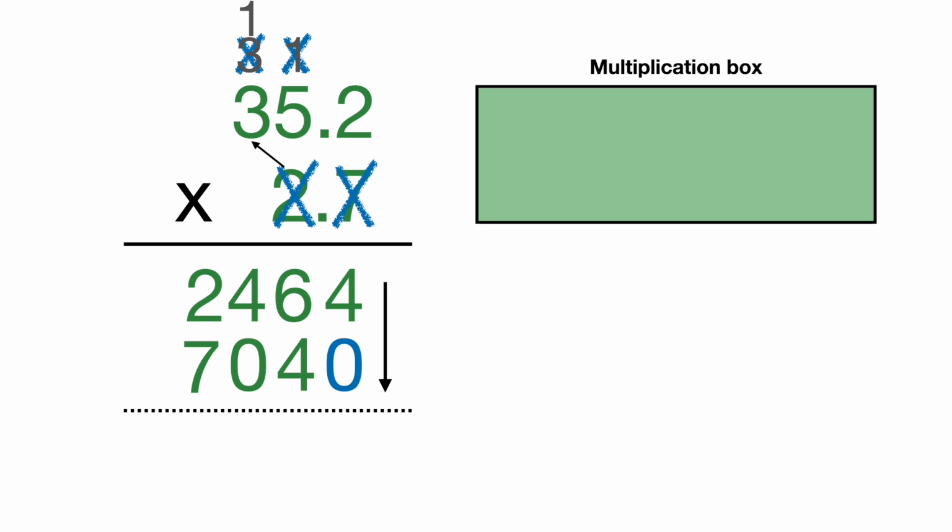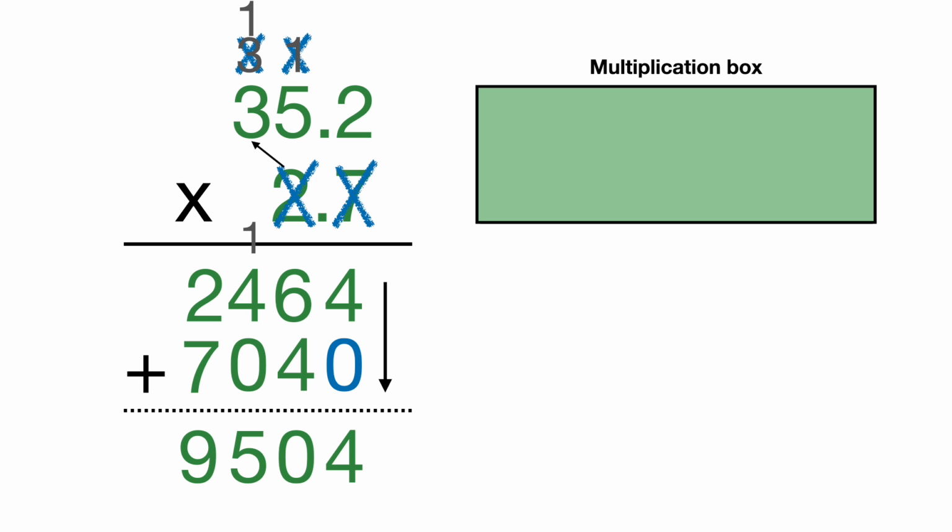And now we're at the last part, add them up. So 4 plus 0 is going to be 4. 6 plus 4 is 0. Add the 1 up there. 1 plus 4 plus 0 is 5. And then 2 plus 7 is 9. So again, that's the same number that we got last time because, again, we did the algorithm correctly.